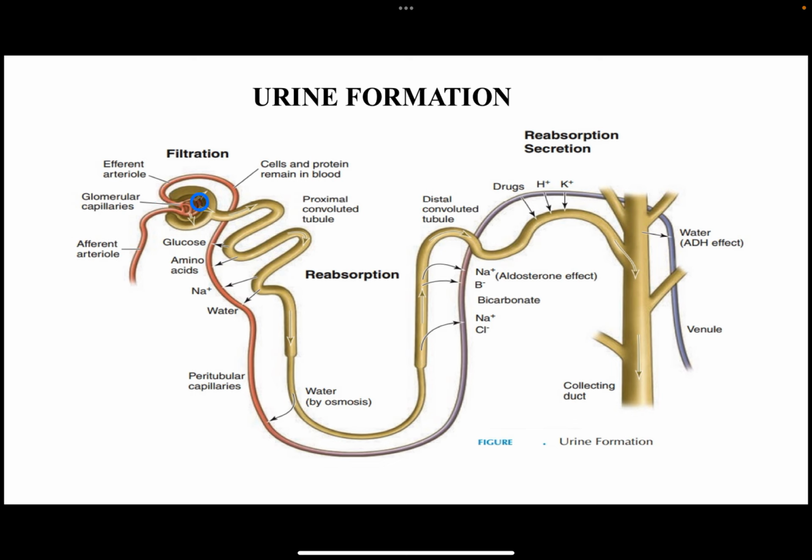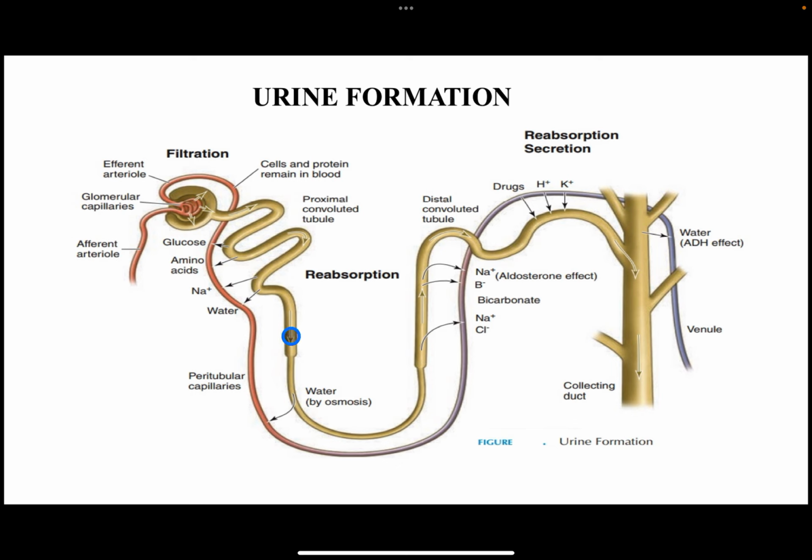So the first process begins over here in the glomerulus. This is the afferent artery which brings the blood inside. Then it is filtered into the proximal convoluted tubule. Then over here we have the filtrate. Then you see we have the peritubular capillaries going around the nephron. So within the proximal convoluted tubule, reabsorption takes place. You see the arrow is pointing from the proximal convoluted tubule into the peritubular capillaries. So there is reabsorption over here.